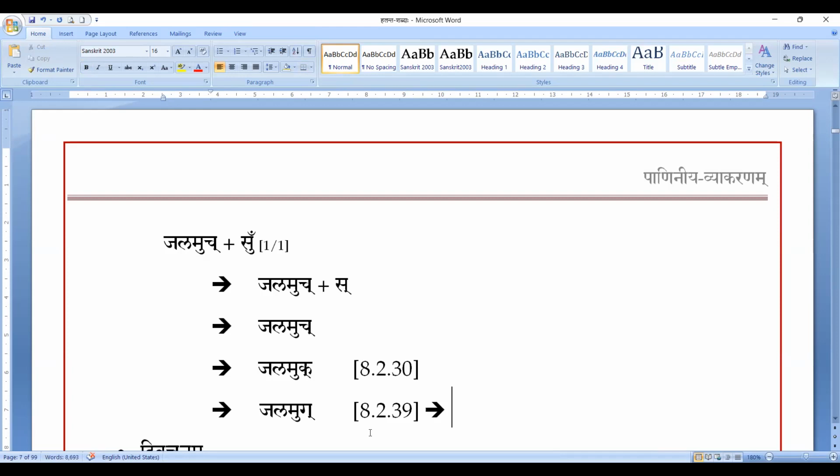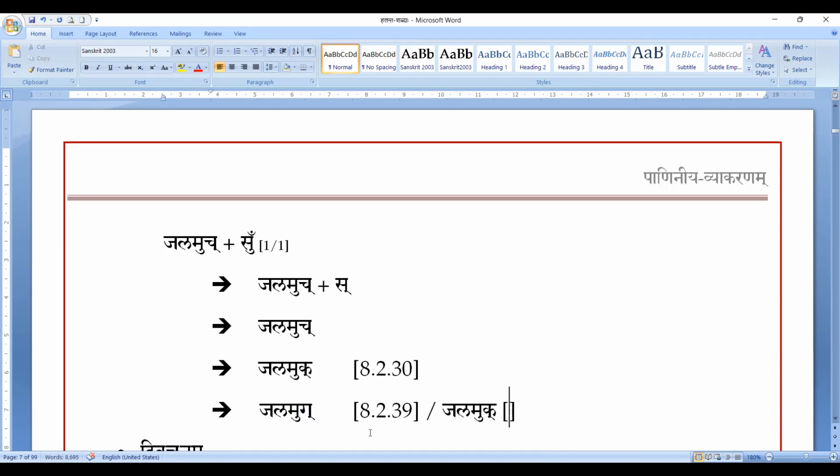After that, Jalamuk is a Padam. At the end of the Padam, what letter is there? It's a Jal letter. Therefore, what will happen? Jashtva 2? How can you apply Jashtva? Jashtva can be applied only when it is followed by a Jash letter, right? That is not there. It is at the end of the word, Padam. You can apply Chartva Vidhi optionally, right? A Jal letter at the end of the Padam is replaced by a Char letter optionally. Therefore, you will have Jalamuk.